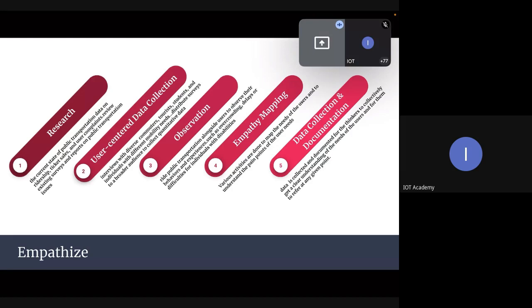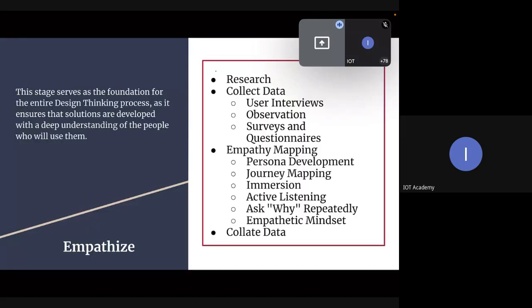As I told you, this empathize stage serves as the foundation for the entire design thinking process. It ensures that solutions are developed with a deep understanding of the people who will use them. Now, we do our research, we collect data. How do we collect data? By user interviews, by observation, by surveys, and by questionnaires. Then we do empathy mapping.